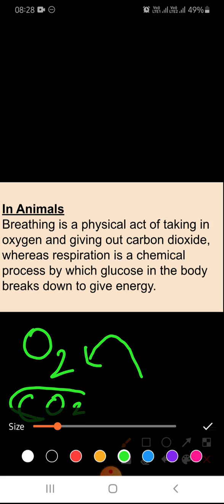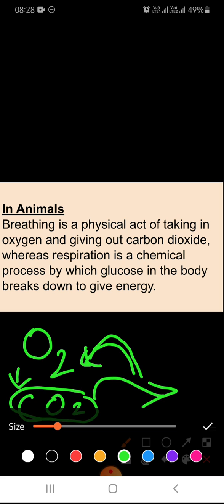This is the carbon dioxide present in the blood. When oxygen comes, this oxygen will replace carbon dioxide and carbon dioxide will come out. Means oxygen is coming in and carbon dioxide is going out. So what is this process? This process is breathing. After mixing with the blood, it reaches the rest of the body through the blood vessels.